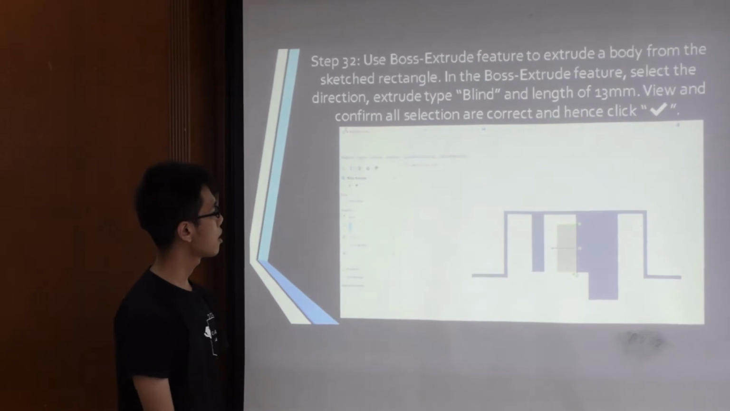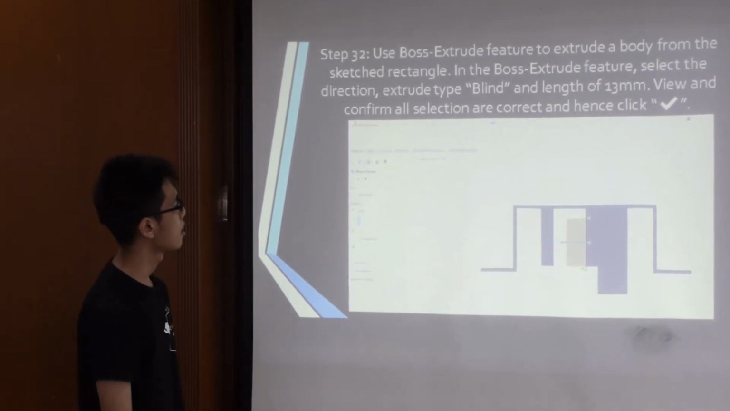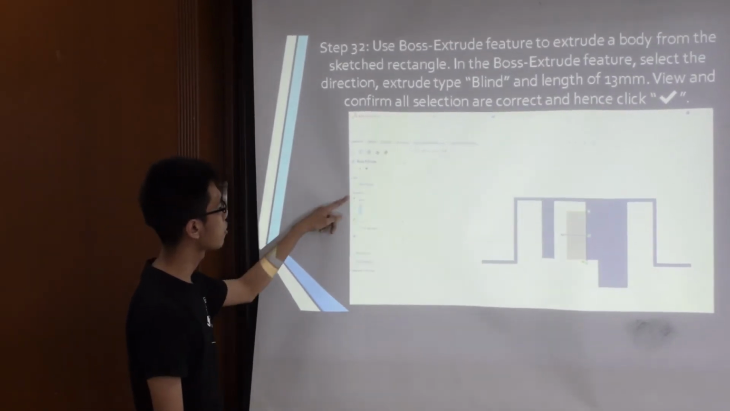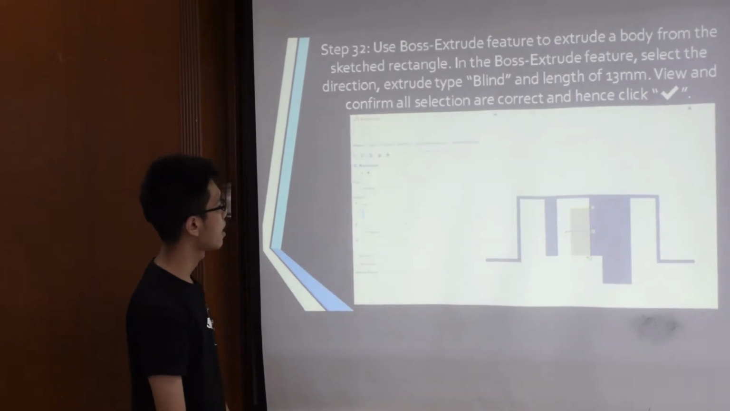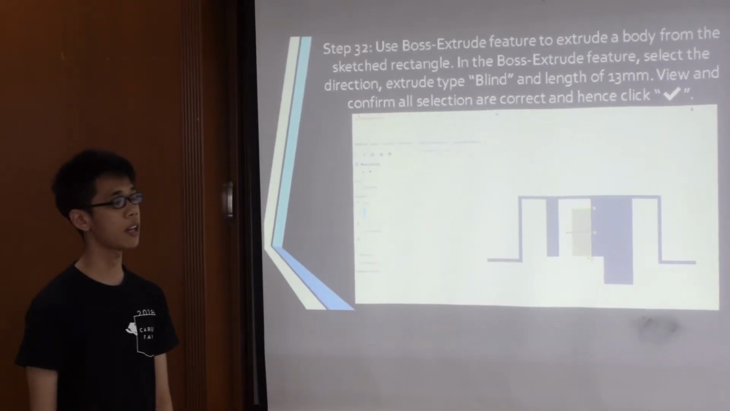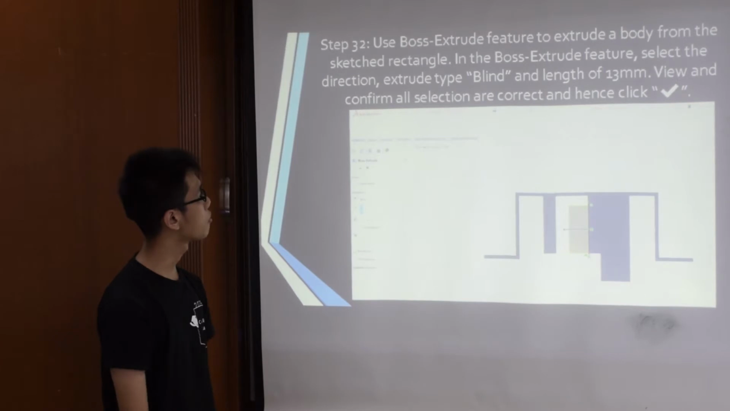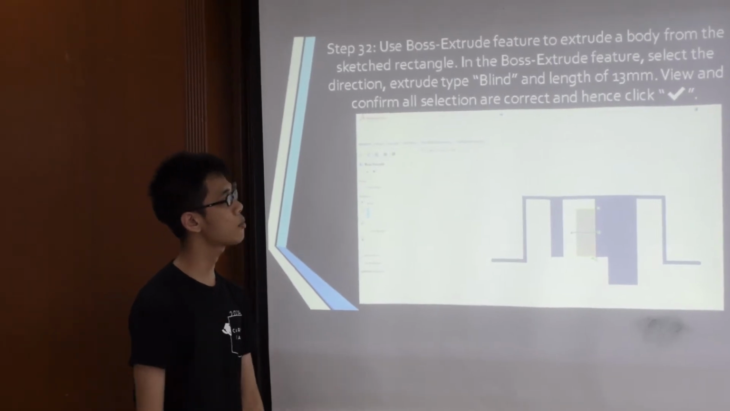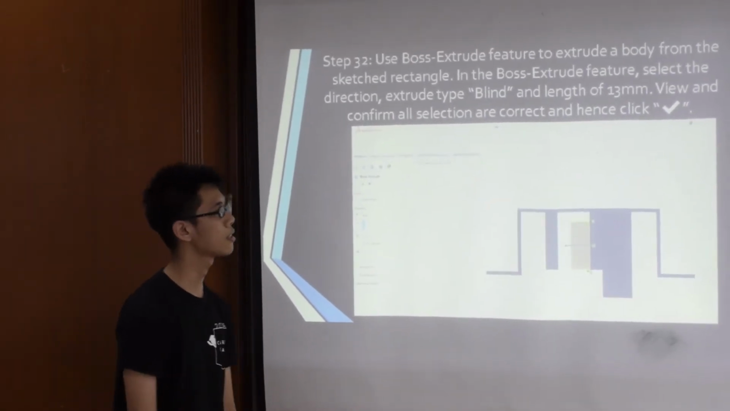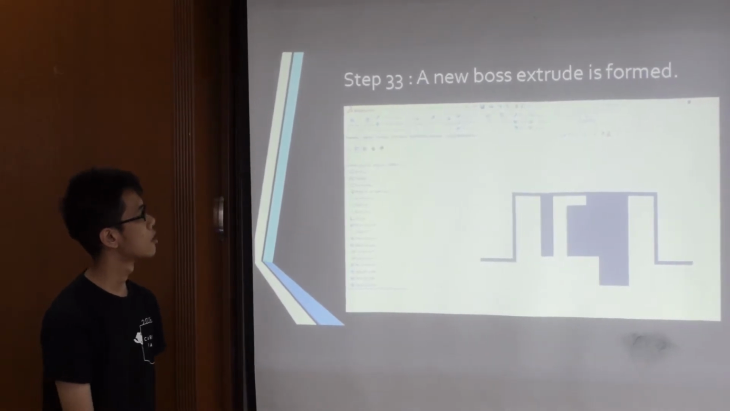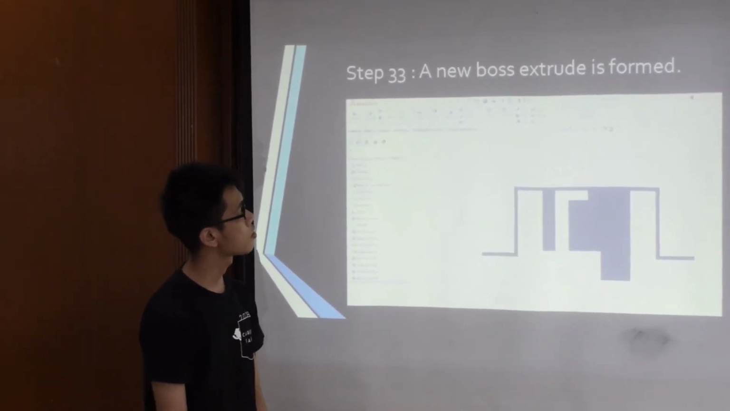Then for the end conditions, for direction 1, we set it as blind and the length of 30 mm. Then we view and confirm all the selections are correct, and then we click the right button. So now the new boss extrude is formed.